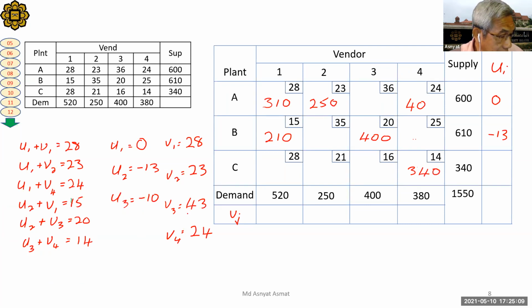How about V3? 33. Okay, good. Now negative 10. I think this should be correct. Negative 10. 28, 23, 33, and 24.